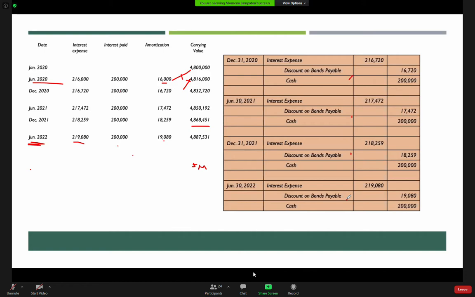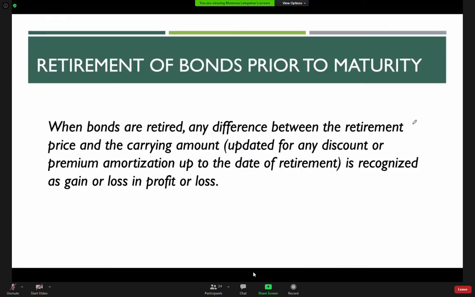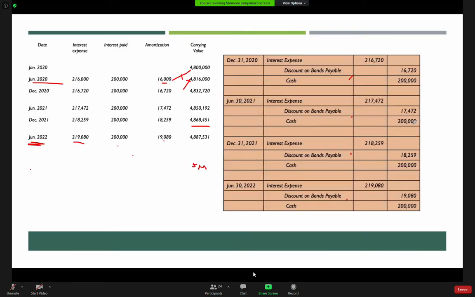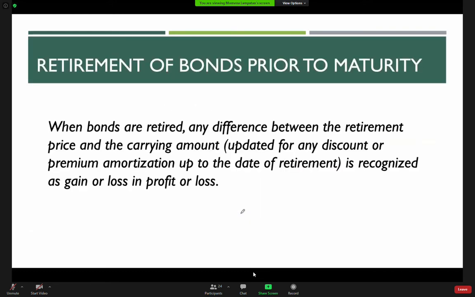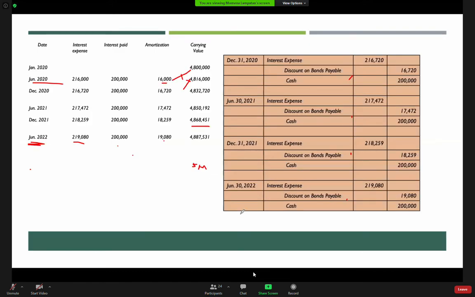Up to June 30. Okay? So, before we go to the call, the retirement of the bond, let's look at this first. You won't have a problem if the bond was retired at maturity date. Your entry is just to debit the liability, which is bonds payable, and credit cash. Okay? That's if the retirement price is equal to the face value of the bond. So, you won't have a problem.